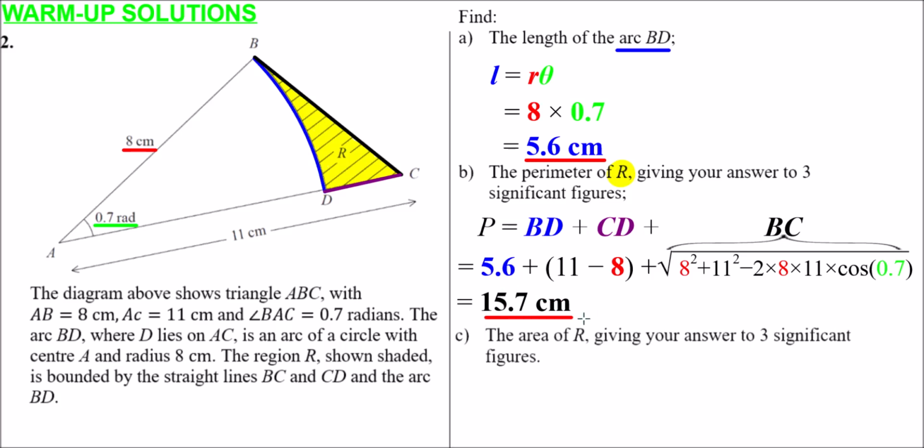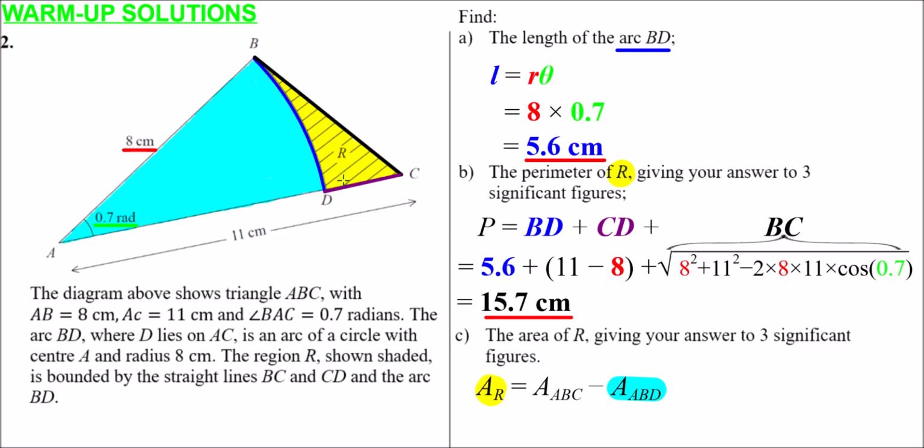Part C now, we need to find the area of R, this shaded bit in yellow, again giving answers to 3 significant figures. This shaded part we need to think of as the area of the entire triangle ABC minus this sector from A to B to D. In other words, the area of R is the area of a triangle minus the area of the sector. If I colour in the sector in blue from A to B to D, I can imagine this yellow area as the triangle overall minus the blue.